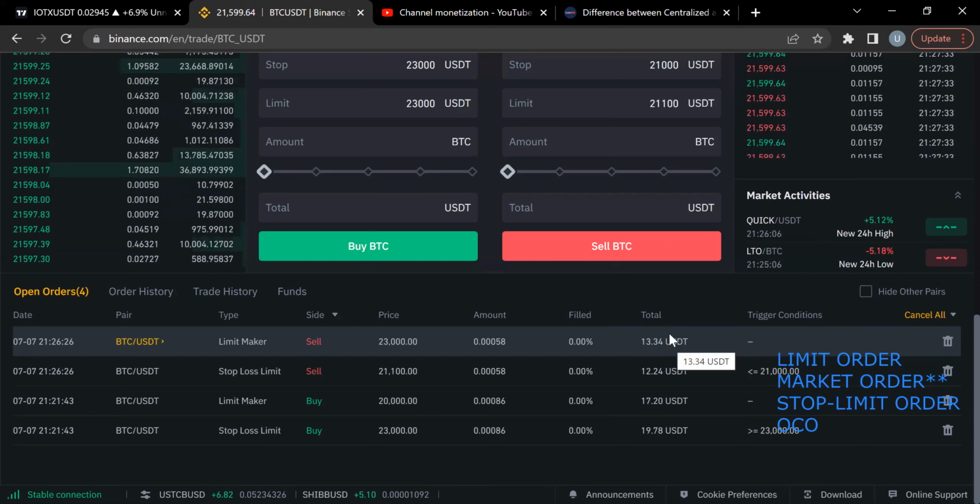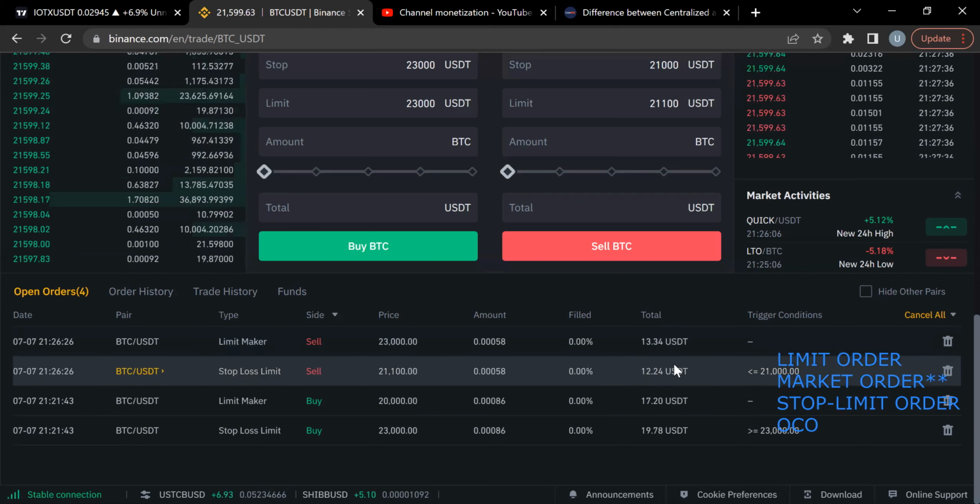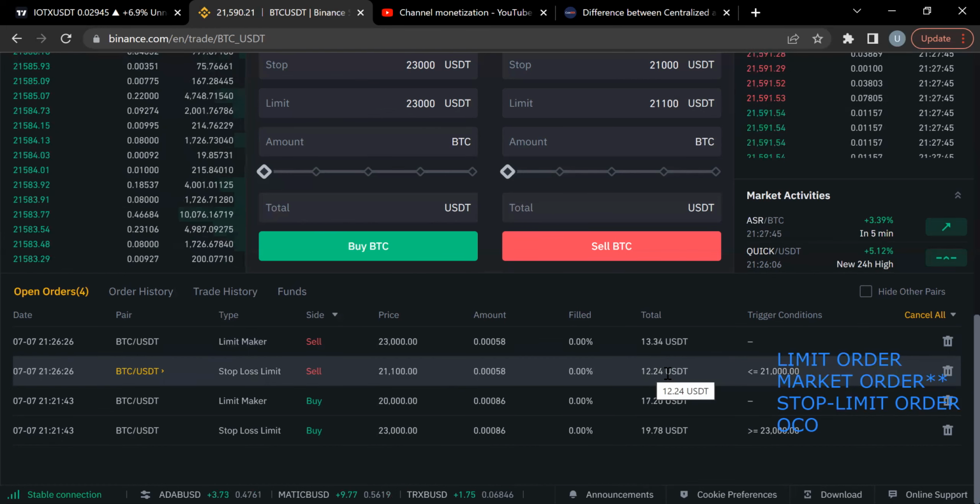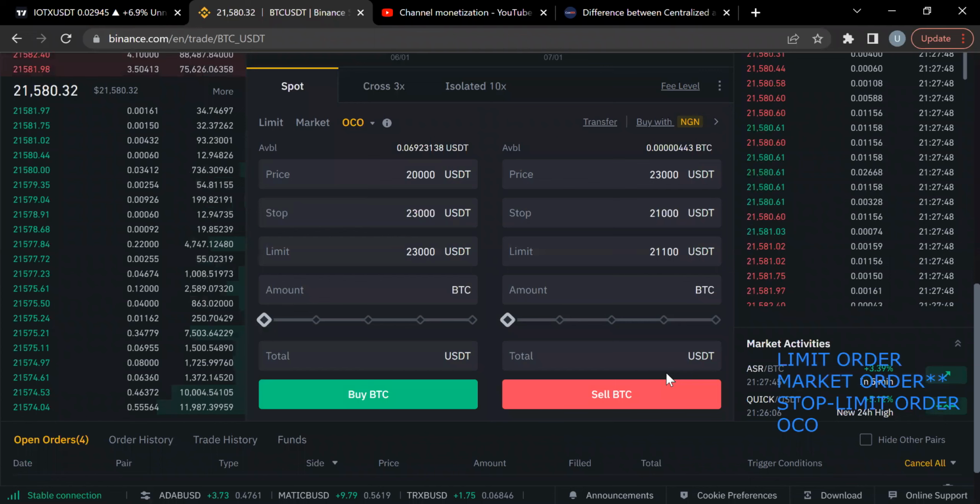But if it doesn't go my way, it begins to go down, I don't want to lose much. Just sell it for me at 21,100 and I'll be losing a little, I'll be selling at $12.24. So I'm putting a stop to my loss. So we use this OCO to do what we call take profit and stop loss.